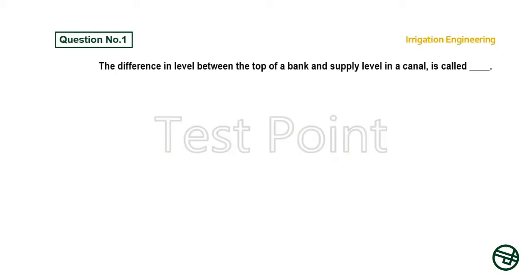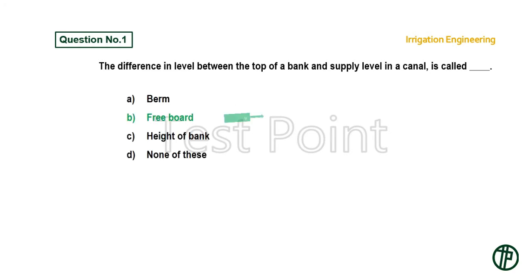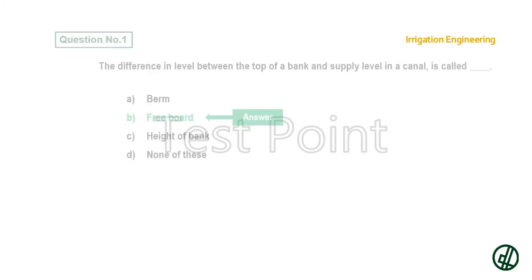The difference in level between the top of a bank and supply level in a canal is called: Option A, berm. Option B, freeboard. Option C, height of bank. Option D, none of these. Answer is option B, freeboard.